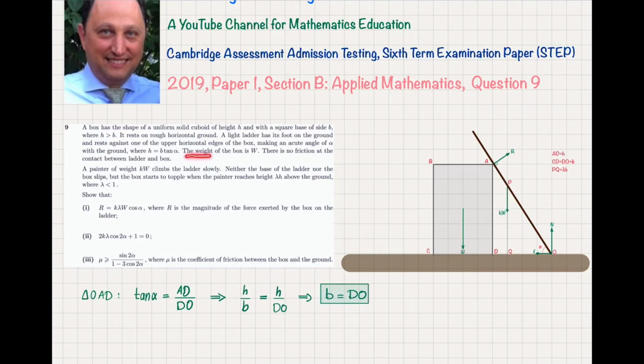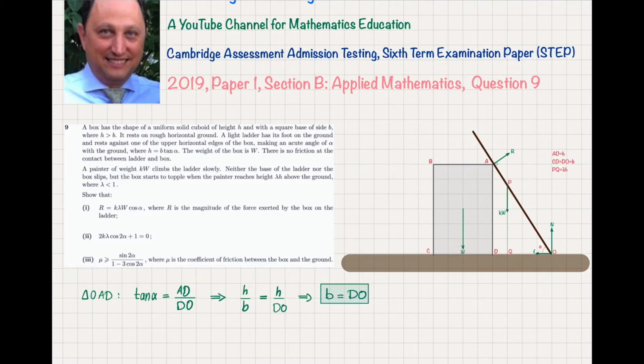The weight of the box is W. Because it has been assumed that this is a uniform box, the center of gravity coincides with the geometric center. This is why I have drawn this vector W from this center. That is the weight of your box. There is no friction at the contact between ladder and box, so there is no friction involved here.